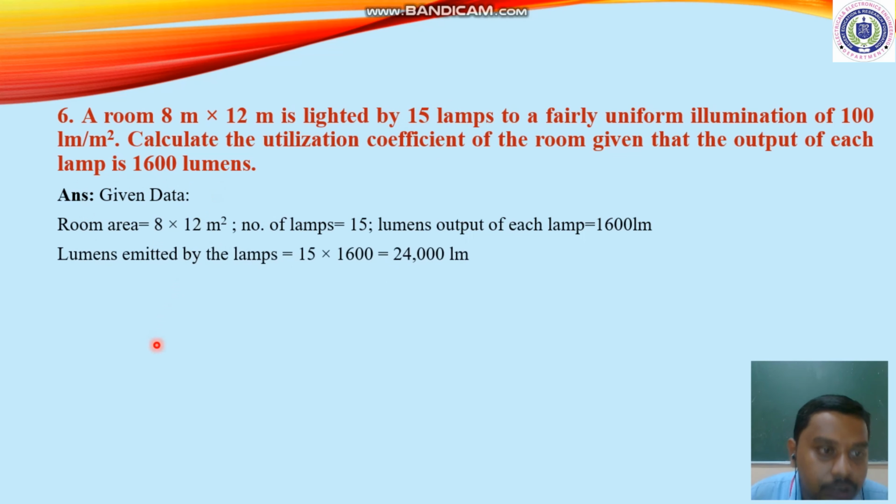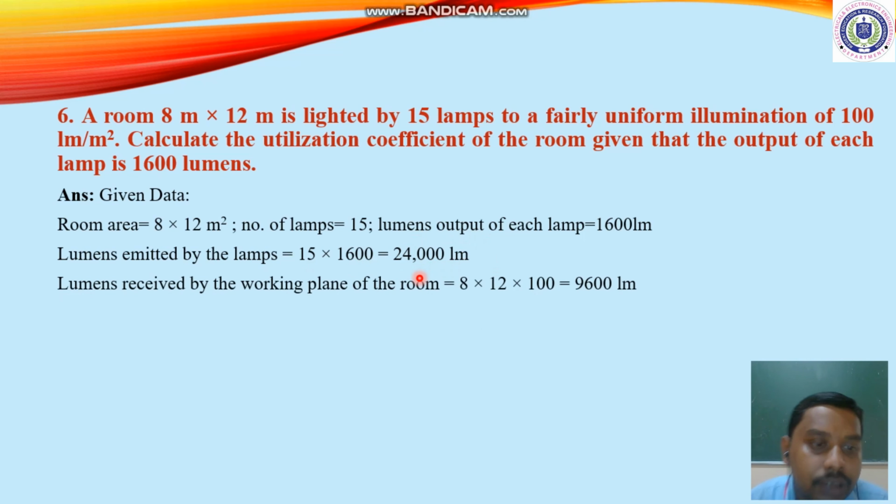Next, the lumens emitted by the lamps in this question are 15 into 1600, so we get 24,000 lumens. Next, the lumens received by the working plane of the room is the area A into the illumination E. This is the area, and this is the illumination, which is given as 100 lumens per meter square.